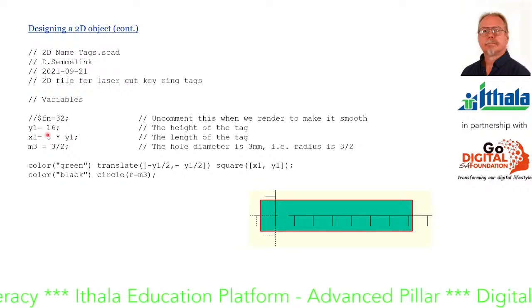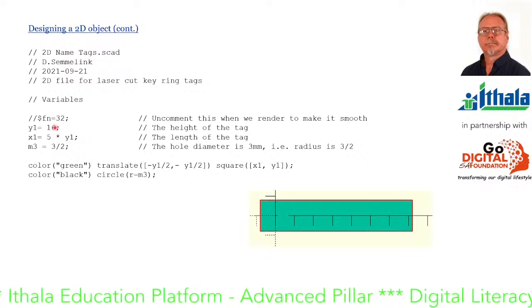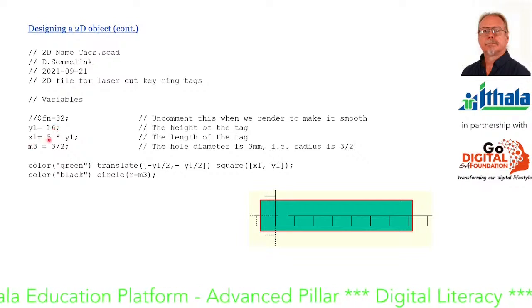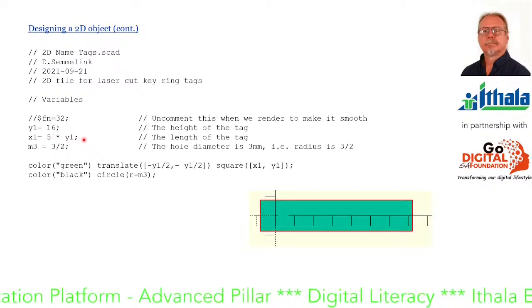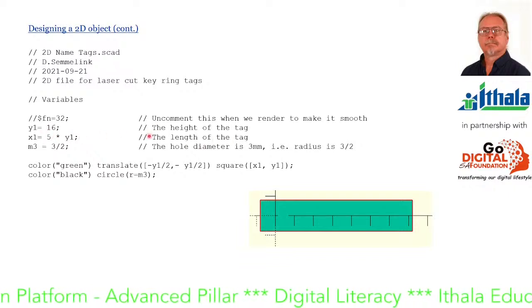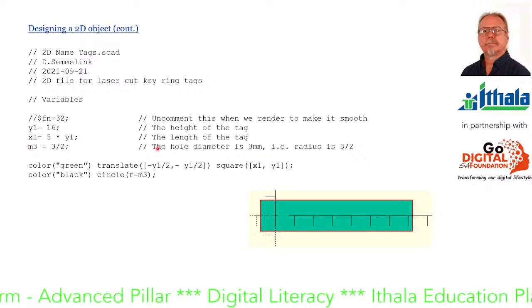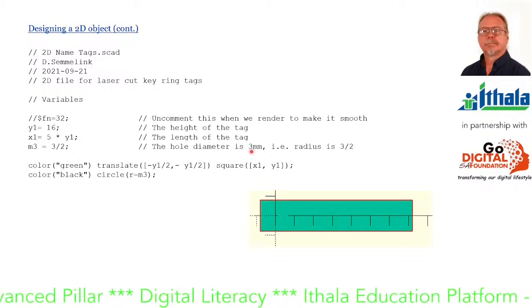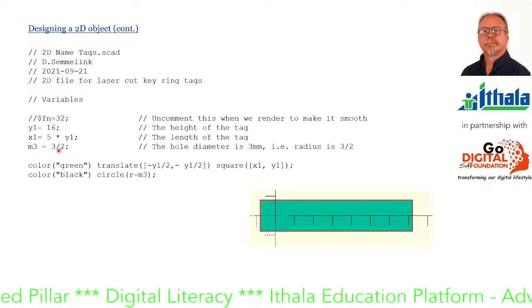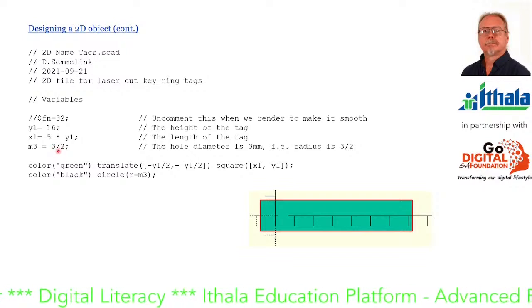By doing it this way, if later we decide we want y1 to be 20, then we just leave x1 at 5 times y1 because that's now 5 times 20. So that's the height of the tag, and that's the length of the tag. M3 is 3 divided by 2. That's the whole diameter, it's 3 millimeters. M3 is the radius. So if the diameter is 3, then we have to divide by 2 to get the radius.